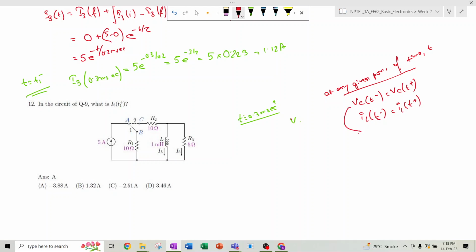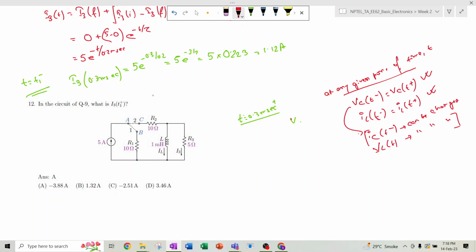But at the same time, the current flowing through the capacitor can be changed abruptly, and similarly the voltage across the inductor also can be changed abruptly. That will depend upon the condition. But these two things, the capacitor voltage and inductor current, will always be maintained in the circuit. Similarly, the current across any resistor or the voltage across any resistor can be changed abruptly.